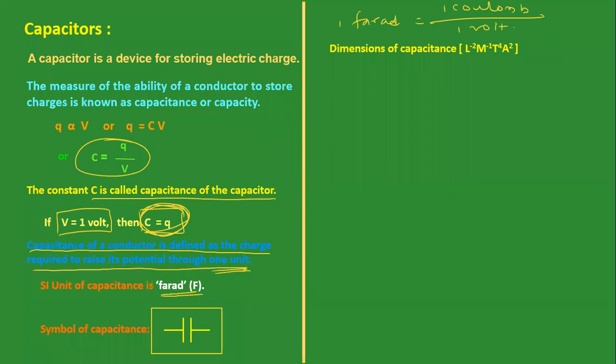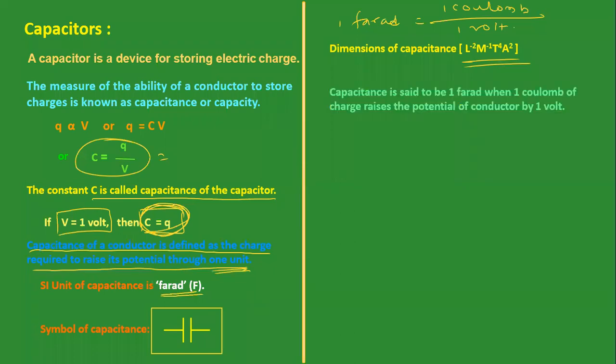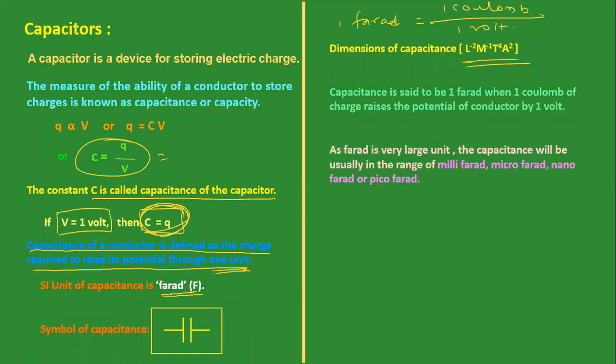Now the dimension of capacitance is L minus 2, M minus 1, T raised to 4, A raised to 2. By substituting the dimension of charge and the dimension of potential, we get the dimension of capacitance. Capacitance is said to be 1 farad when 1 coulomb of charge raises the potential by 1 volt. By this formula we have written this.